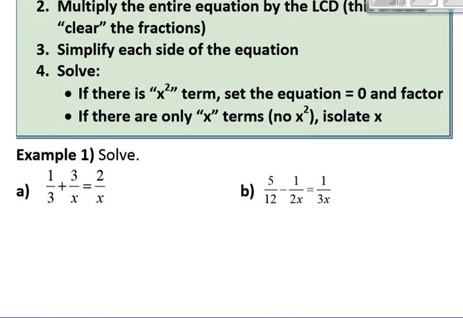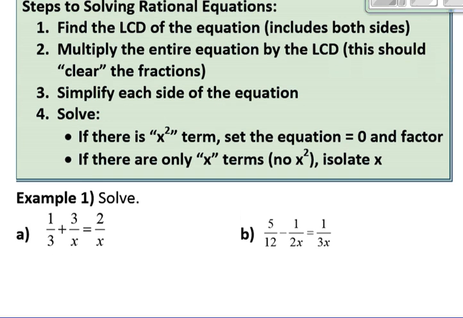So when we have rational expressions, we have fractions. And when we're solving, it's nice to clear out those fractions so that we have a much easier equation to solve. So in order to clear those fractions, the first step is to find the LCD of the equation. Now that's the whole equation, so we're going to look at both sides, every single term.